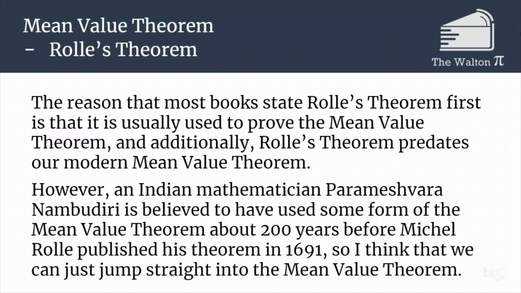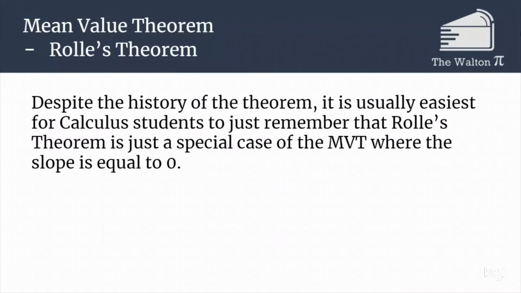However, there was an Indian mathematician whose name was Parameshvara Nambudiri who used a mean value theorem, or a version of it, about 200 years before Michel Rolle published his theorem in 1691. So for that reason, as well as the fact that Rolle's theorem is basically just an application of the mean value theorem, we can just jump straight to the mean value theorem. So it's usually easiest to just remember that Rolle's theorem is just an application of the mean value theorem. In other words, it's the mean value theorem where the slope between the two endpoints is just 0.